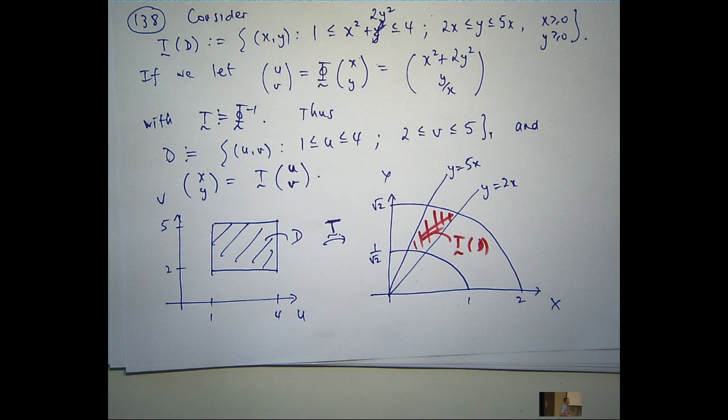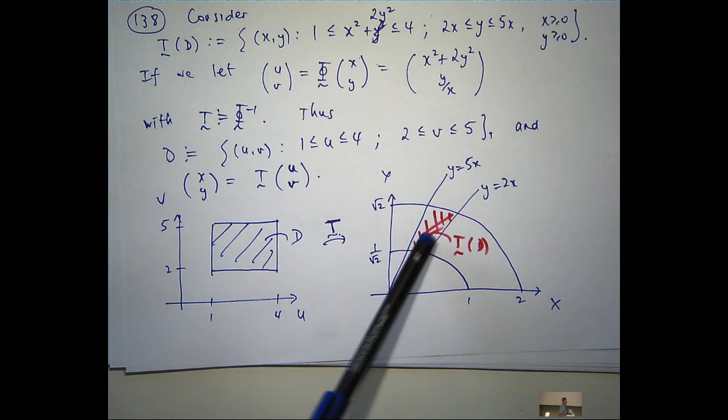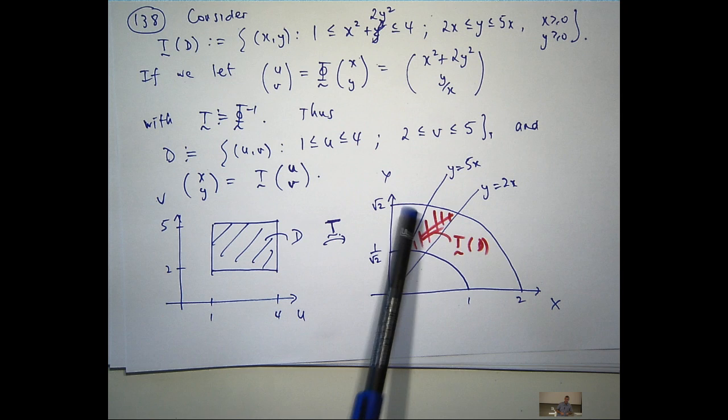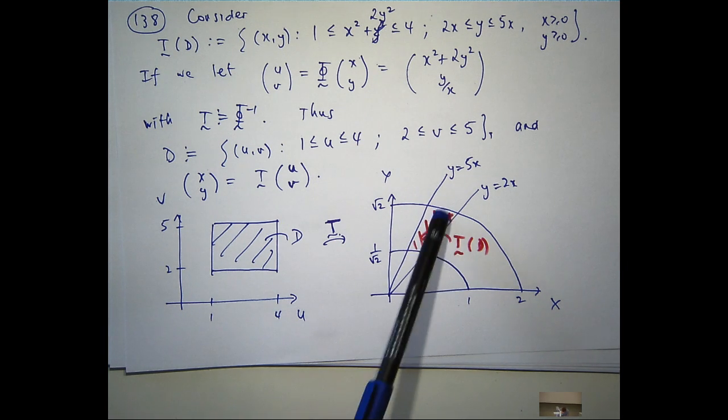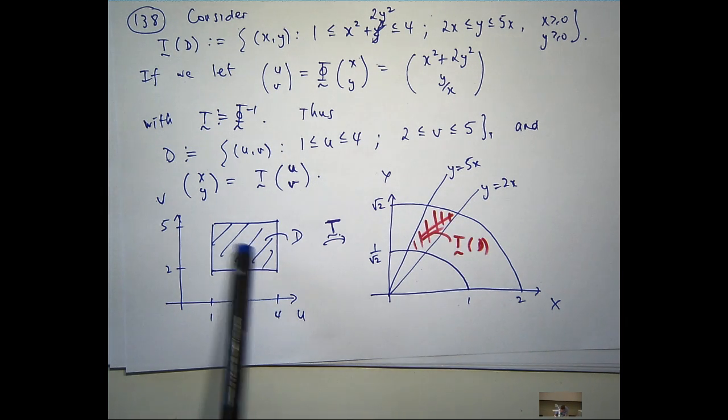So what we want to do is calculate the area here. But again, this doesn't look like a very simple region. So what we're going to do is integrate over here and use the determinant of the Jacobian to sort of balance things out a bit.